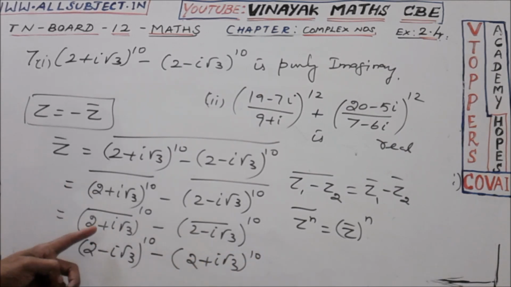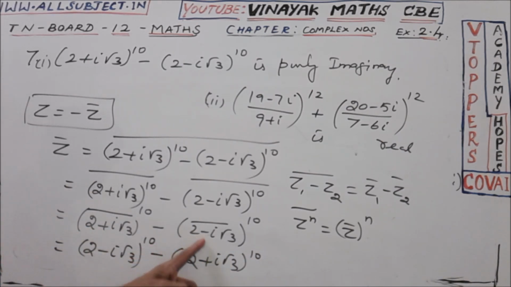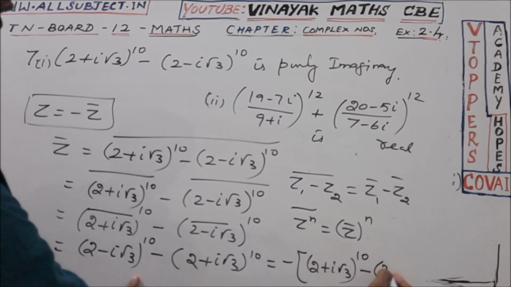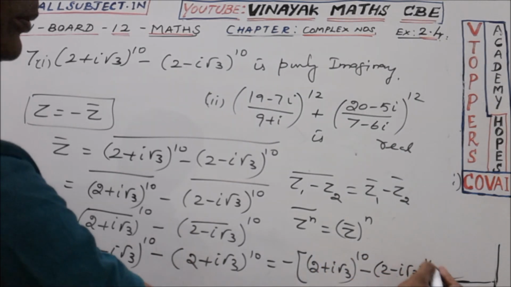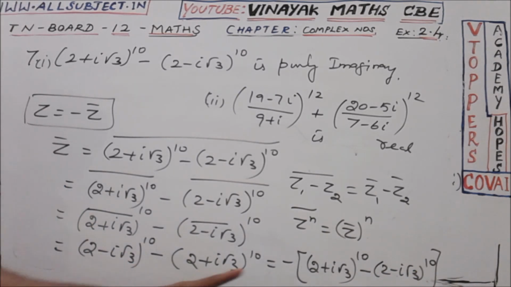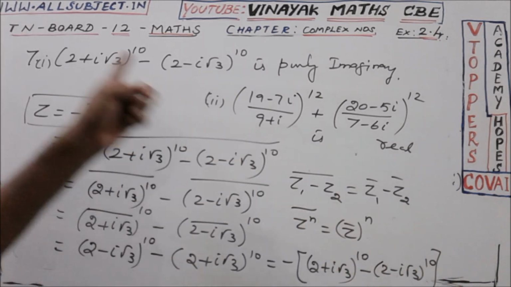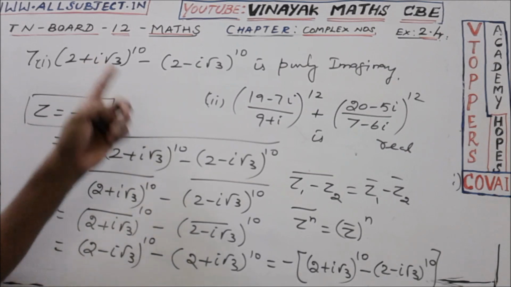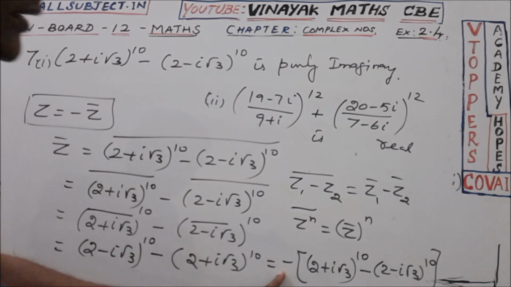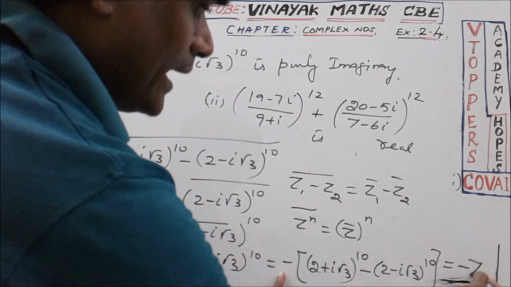After taking conjugate, it will be 2 minus i root 3, it will be 2 plus i root 3. Now we have minus, taking minus as common out, this one turns as plus, this one turns as minus. So minus of (2 plus i root 3) whole power 10 minus (2 minus i root 3) whole power 10, which implies (2 plus i root 3) minus (2 minus i root 3), that is a given complex number z. We have minus of the z, which yields a value of minus z.